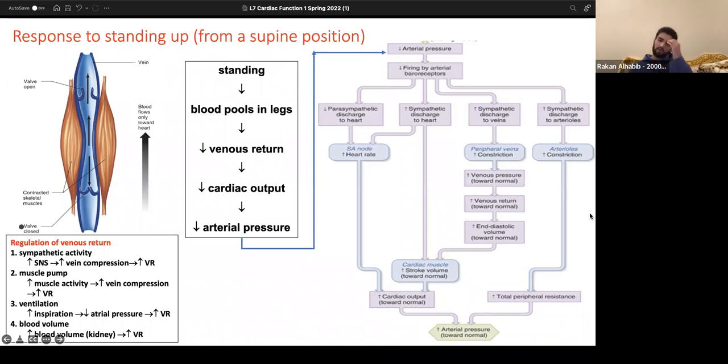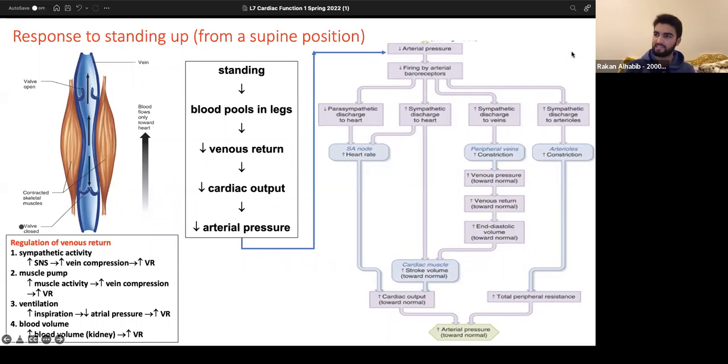So the response to standing: when you stand up, whatever blood was found in the veins is going to be pulled down due to gravity, basically. So blood will pool in the legs, which will cause lower venous return, because blood pools down and there's less blood going to the heart. When there's less blood going to the heart, remember, the venous return determines the cardiac output. Therefore, there's less cardiac output. When there's less cardiac output, there's less blood going through the arteries. Therefore, there's less mean arterial pressure.